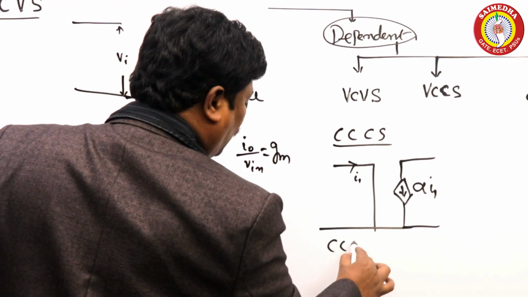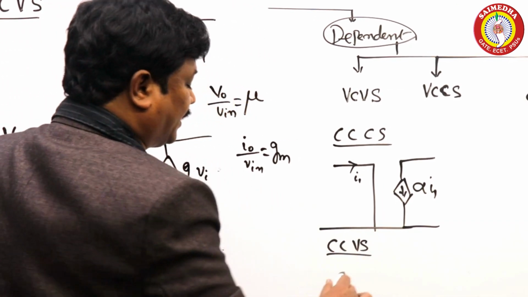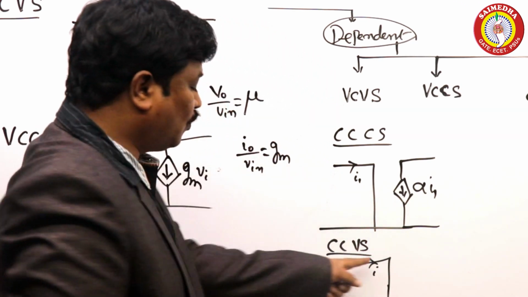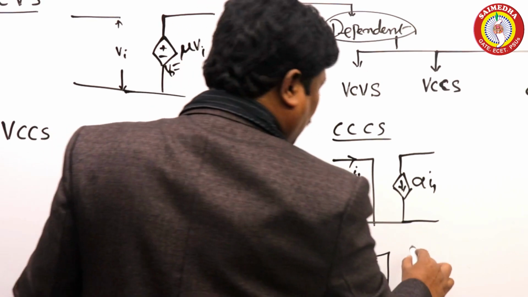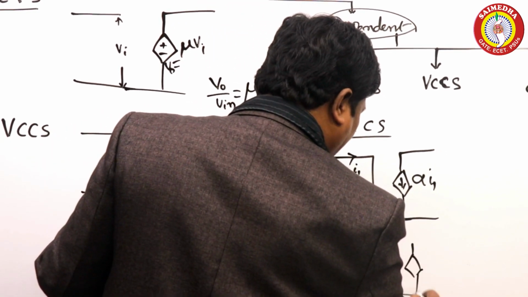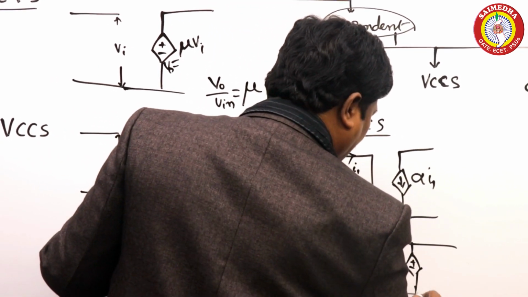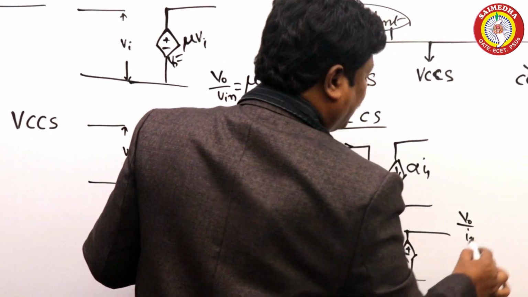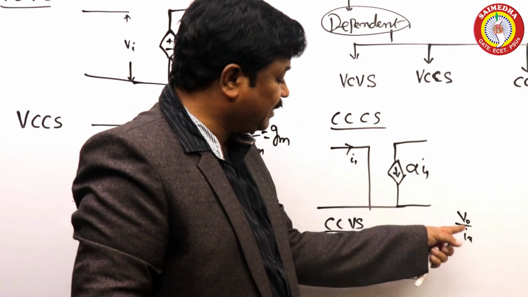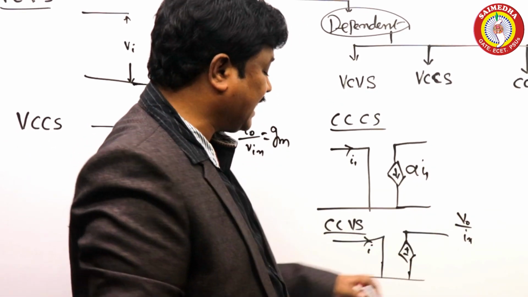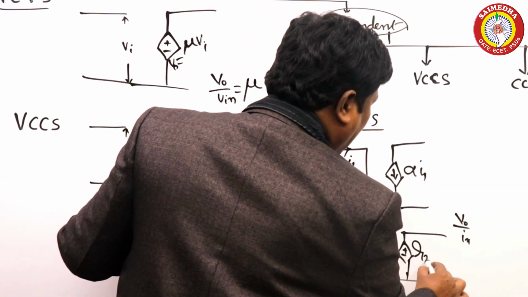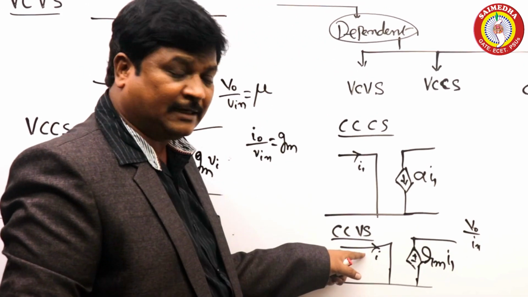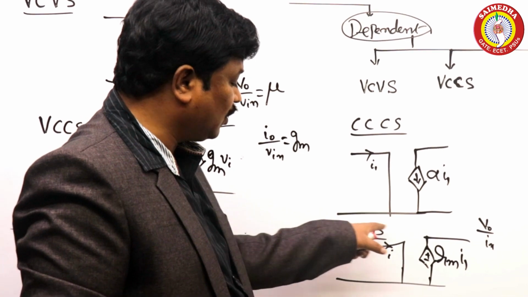Similarly, the current controlled voltage source. Current controlled means the input can be shorted like this, because current is there and voltage is 0. The output is a voltage source, represented with minus and plus. Output voltage by input current is a resistance. This is a transresistance. Hence Rm into I1. This voltage source depends upon input current, hence current controlled voltage source.